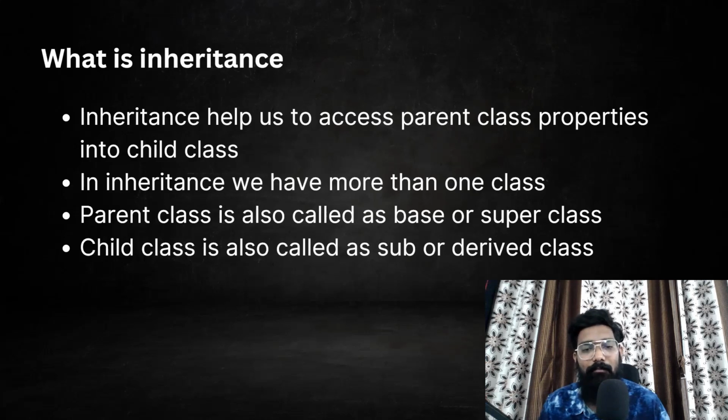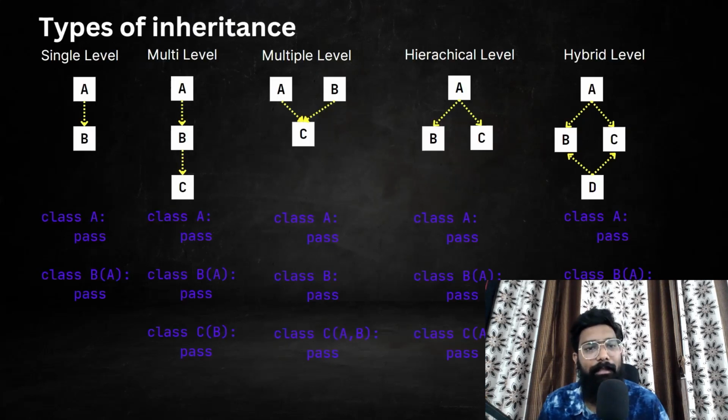We can have more than one class in an inheritance, where the parent class is also called a base or super class and the child class is also called a sub or derived class. We can see that there are 5 types of inheritance available in Python: single level, multi-level, multiple, hierarchical and hybrid. Let's see them one by one.